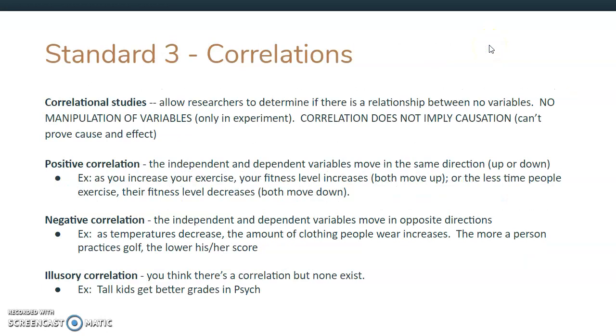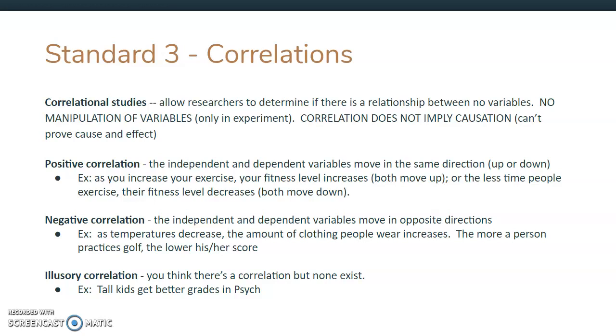Correlations, all right, I like correlations, that's probably my favorite. Correlational studies are just trying to find out if there's a relationship between 2 variables. There's no manipulation of the variables, that's an experiment. Correlation, again, does not imply causation. It can't prove cause and effect.